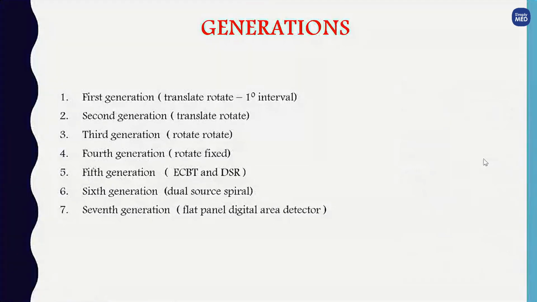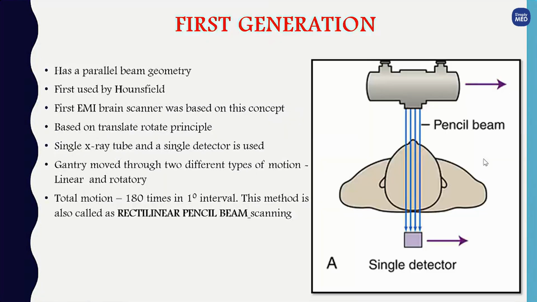So going to the generations, we have basically 7 generations: first, second, third, fourth, fifth, sixth, seventh. We'll discuss each. So for the first generation, we have only a parallel beam. Like this, a parallel beam will be produced for the first generation CT scan, and it was used by Hounsfield. So the EMI scanner was based on this principle, the first generation.